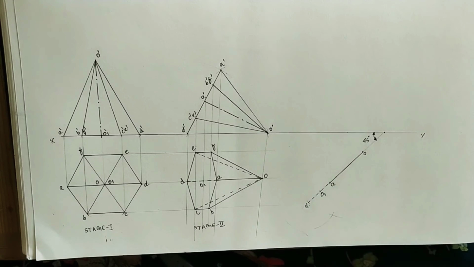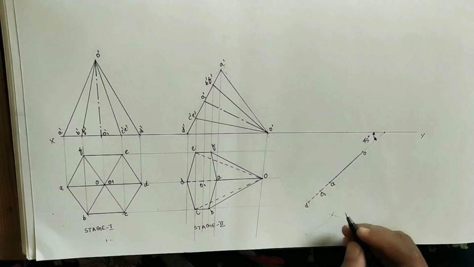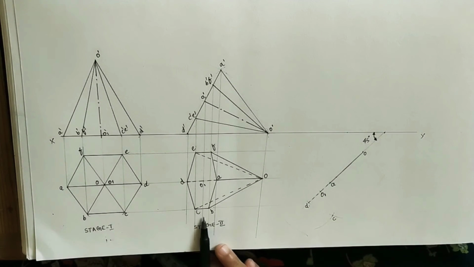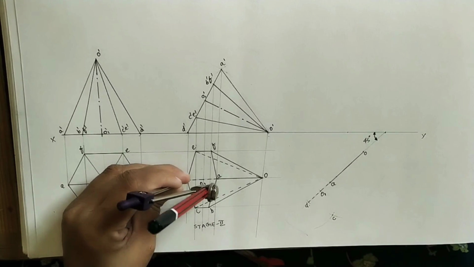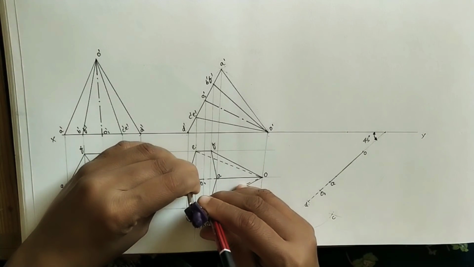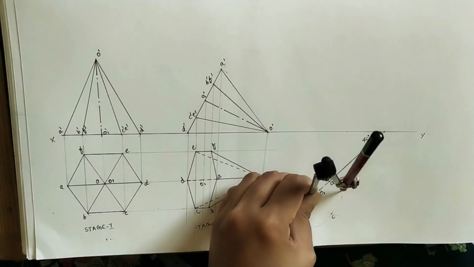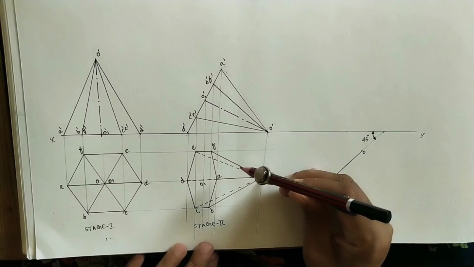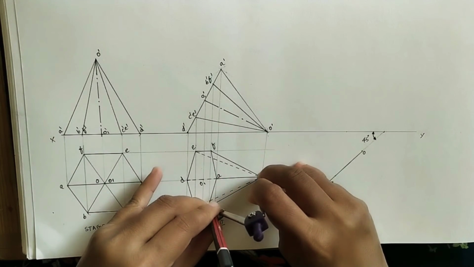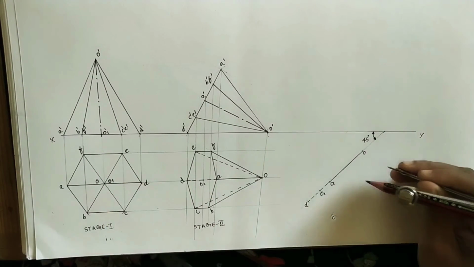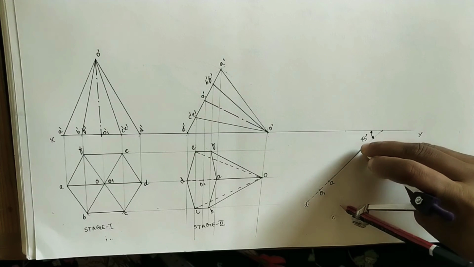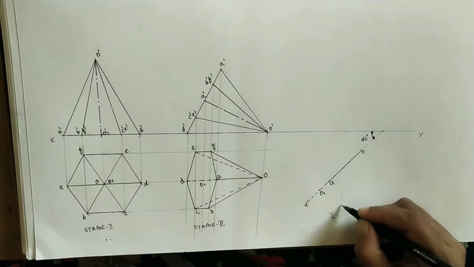So this intersection point is C here. Next, mark B point. Take this length from D point. From D, do an arc. Similarly, from O also take this length. Cut this arc. This is B point.